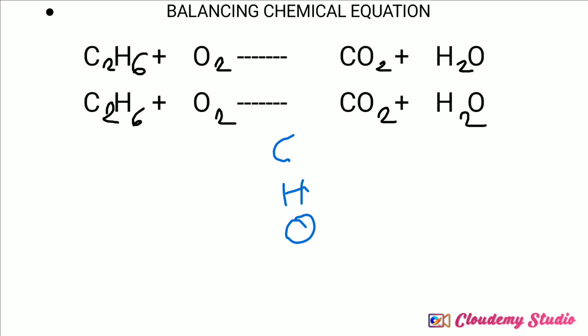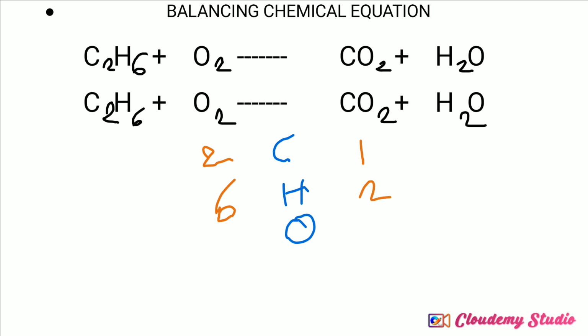Carbon at the reactant side, how many atoms are there? 2 atoms are there, that is in C2H6, 2 carbon. At the right hand side, how many carbon is there? Only 1 carbon, that is in carbon dioxide. Hydrogen at the left hand side is 6 times, in C2H6, 6 times. Hydrogen at the product side, it is 2 times, in water, it is 2 times.